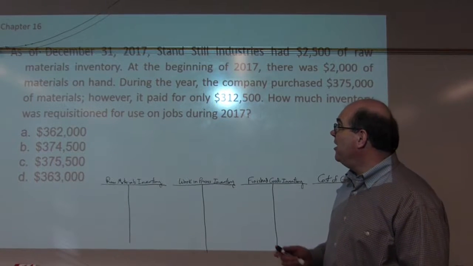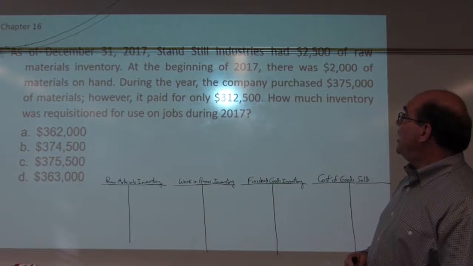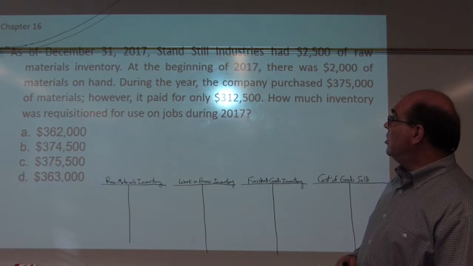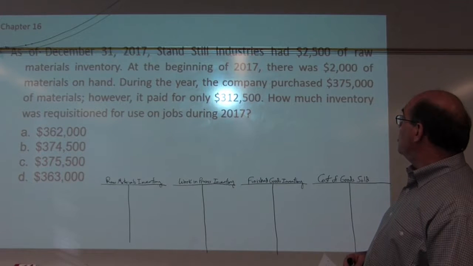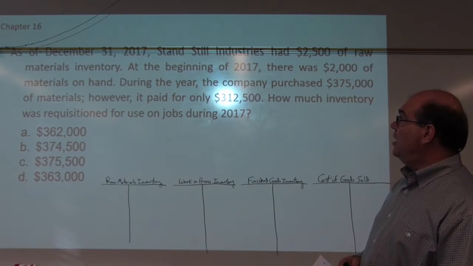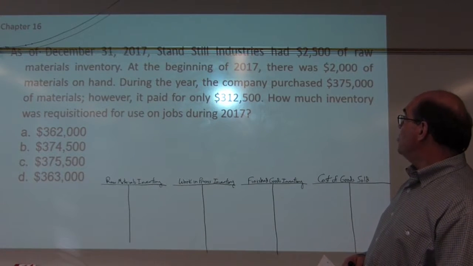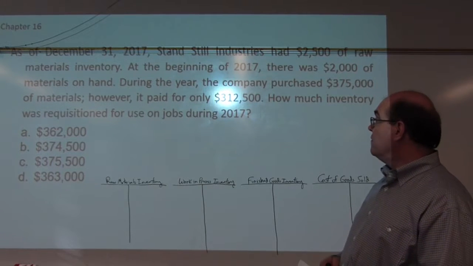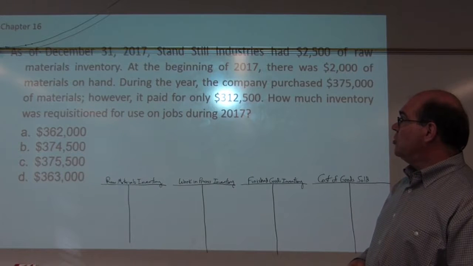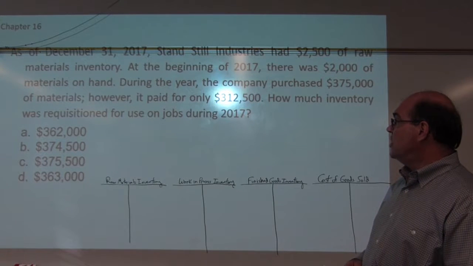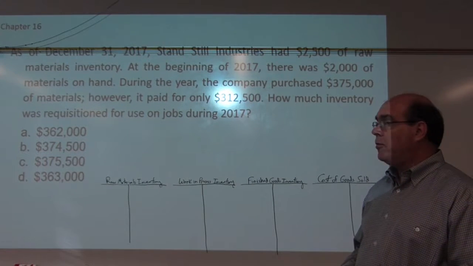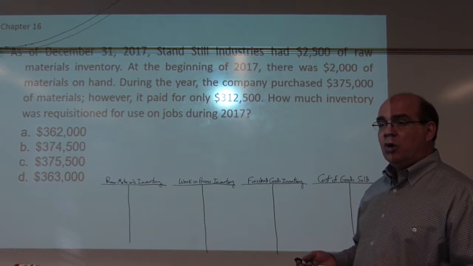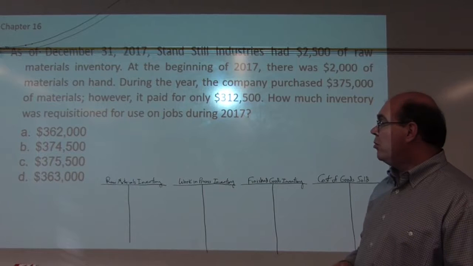In this one, you have a company, Standstill Industries, that has $2,500 of raw materials inventory. At the beginning of 2017 there were $2,000 of materials on hand. During the year the company purchased $375,000 of materials, however it only paid for $312,500. How much inventory was requisitioned for use on jobs during 2017? Again, it's like a word problem. All you need is a train leaving Chicago heading towards New York, and you'd have a classic word problem.